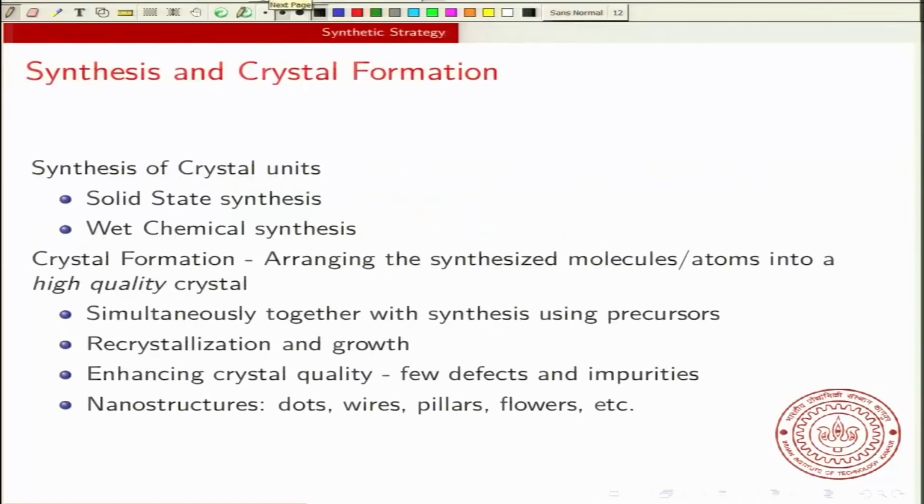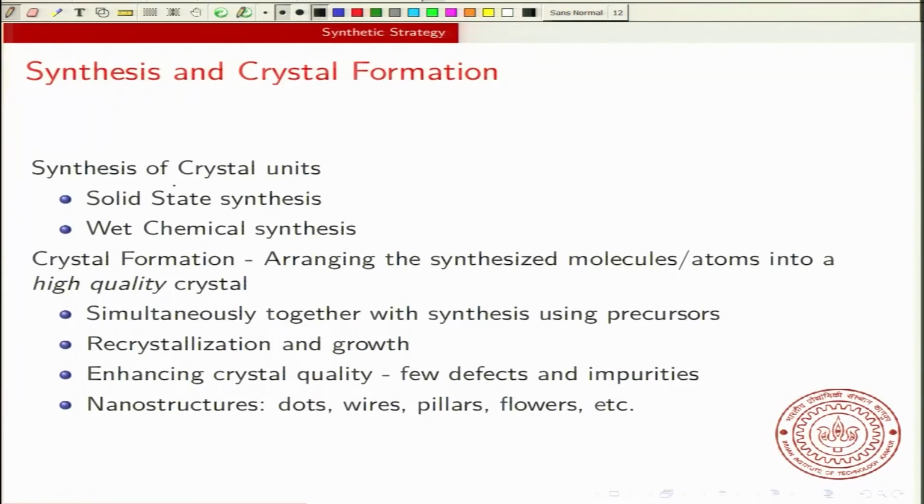So, let us talk about it. If you look at solid state synthesis, there are essentially two steps, one which I am calling synthesis and the other is crystal formation. In the synthesis part, you synthesize the crystal units, and this is typically accomplished in one of two ways, either through a solid state synthesis or some sort of wet chemical synthesis.